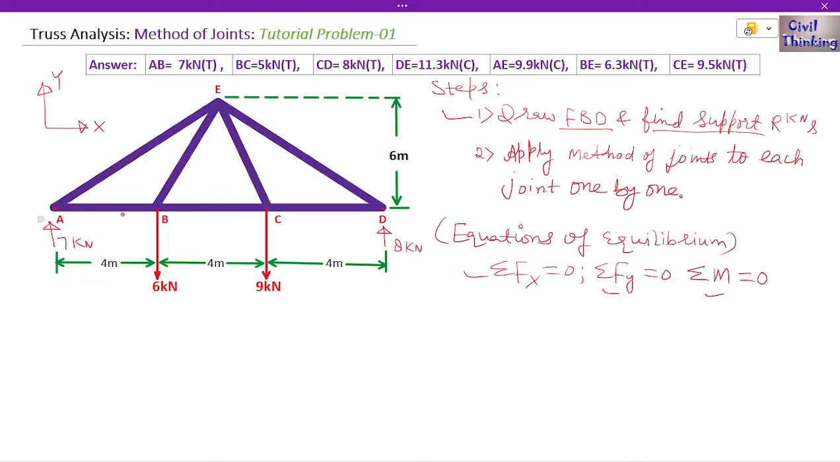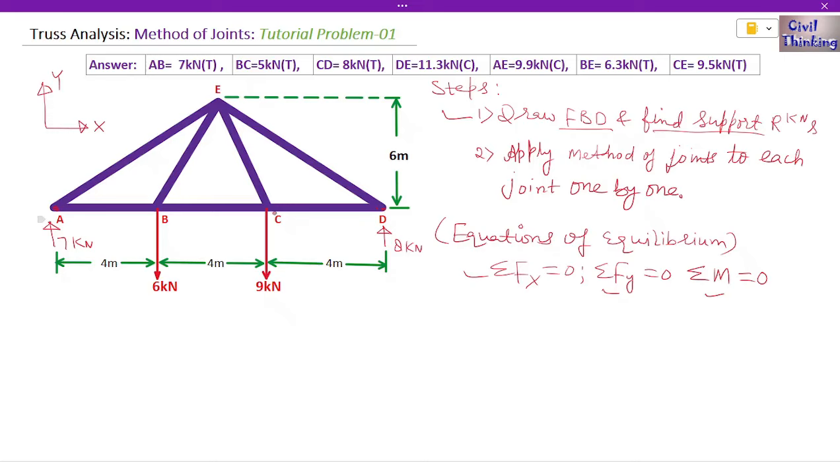AB is connected to A, so we will get the member force in AB when we apply method of joints at joint A. We will also get the value of AE when we apply method of joints at A. Similarly, when we apply method of joints at D, what do we get? We will get member forces in CD and ED, because CD and ED are connected at D. Similarly, when we apply method of joints at the other joints, we will get member forces in all the members connected to that joint.